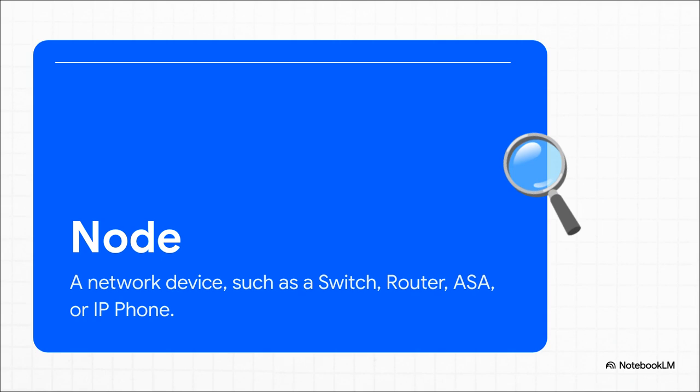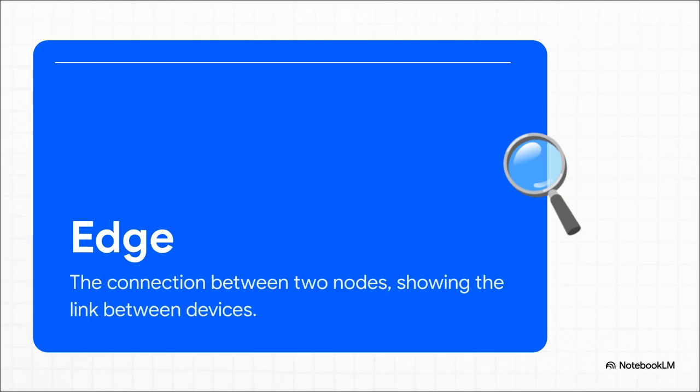Okay, before we go further, we need to get two quick terms down so these diagrams make sense. First up, a node. Super simple. A node is just a device on the network. Could be a switch, a router, whatever. It's a dot on our map. And second, an edge. An edge is just the line that connects two of those nodes. It's the cable, the link. Basically, the connection between the dots.